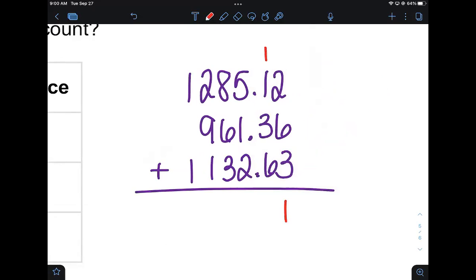What's 1 plus 1 plus 3 plus 6? 11. Also 11. Carry the 1. Drop down your decimal point. What's 1 plus 5 plus 1 plus 2? 9. What's 8 plus 6 plus 3? 17.